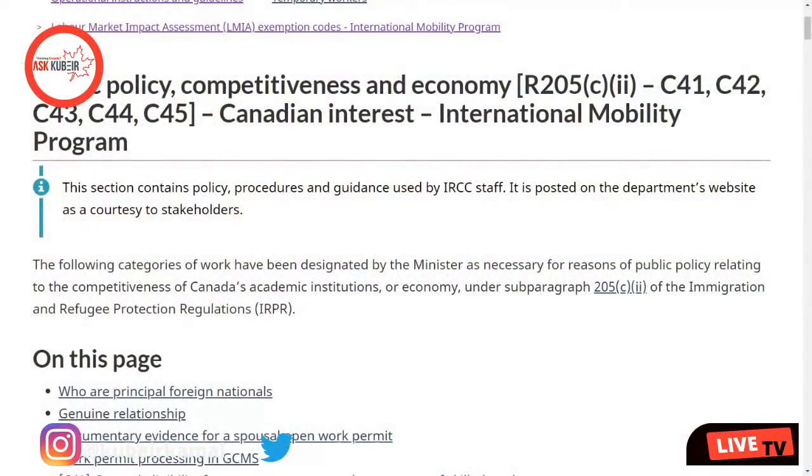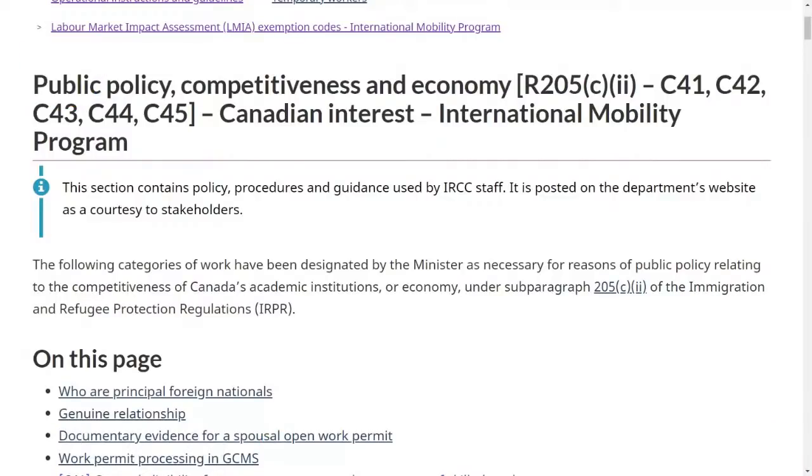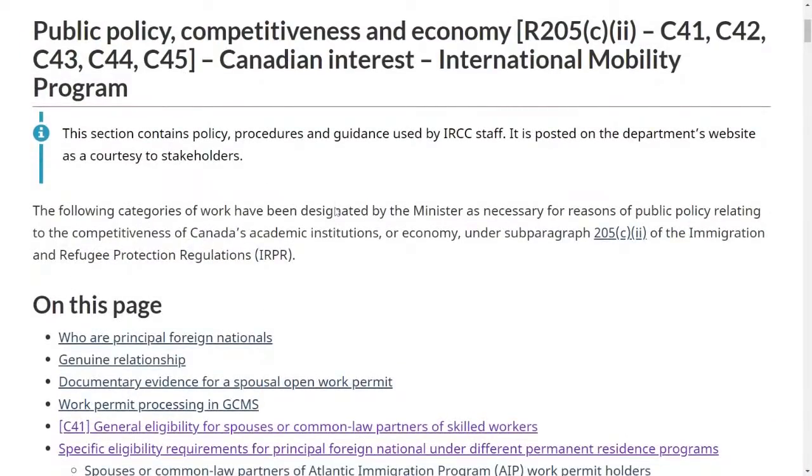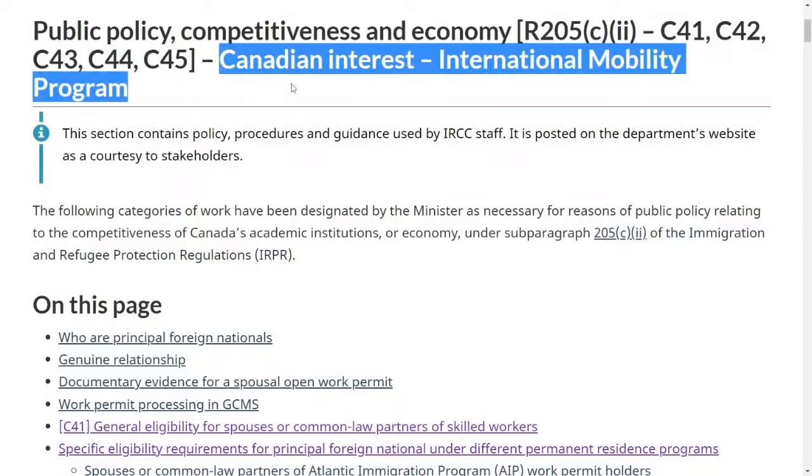This is the web page that you would be interested in: Public policy, competitiveness, and economy. This is under section R205 of the Immigration and Refugee Protection Regulations. These C41, C42, C43, C44, C45 are all LMIA exempt codes, and all of these application types come under the Canadian Interest International Mobility Programs.